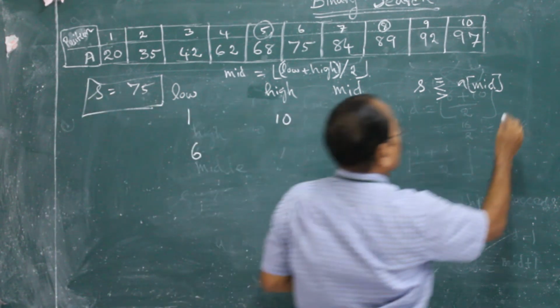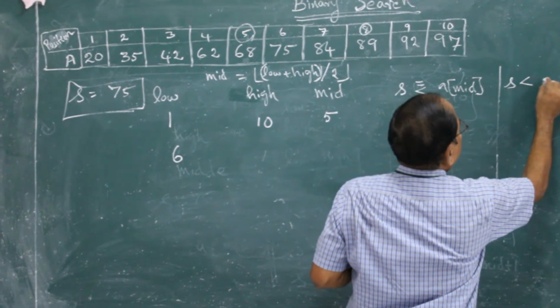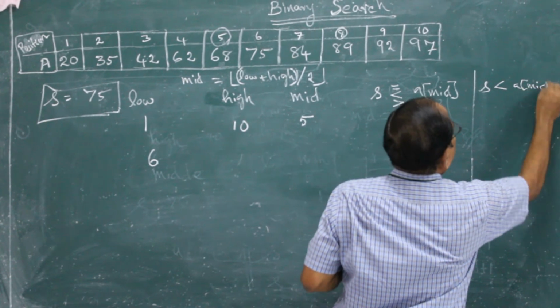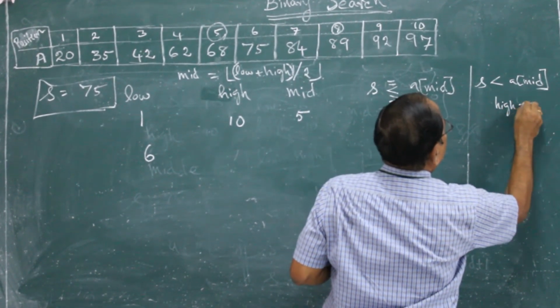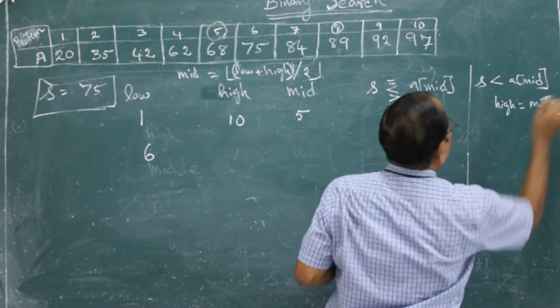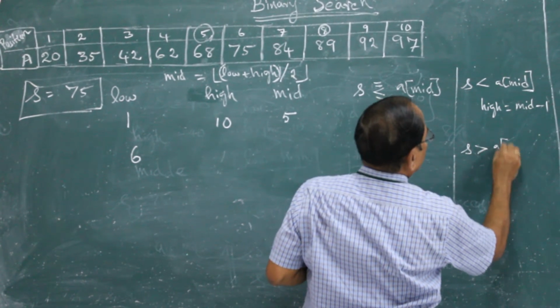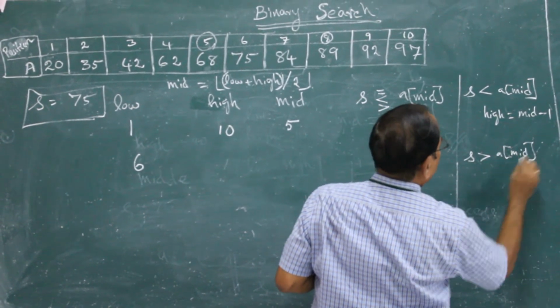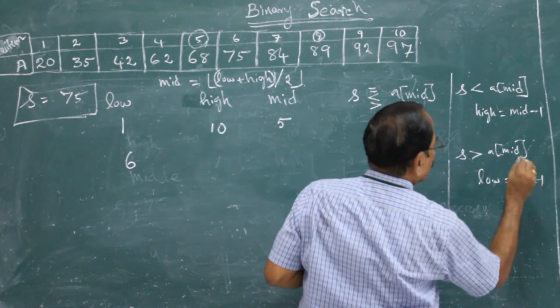So here let us watch. If S is lesser than A of mid, high equal to mid minus 1. If S is greater than A of mid, low equal to mid plus 1. This is the formula we have already seen.